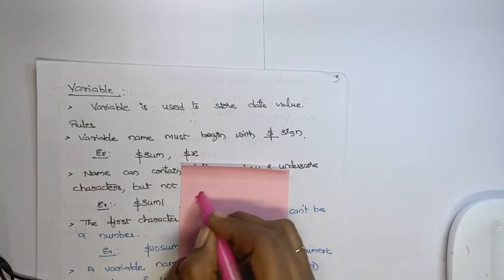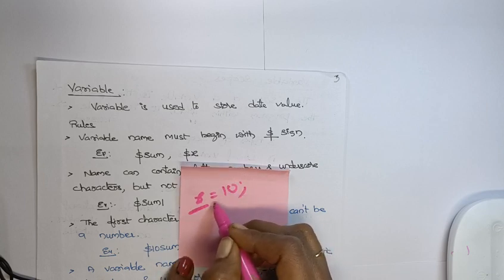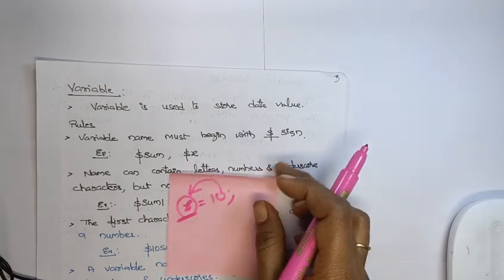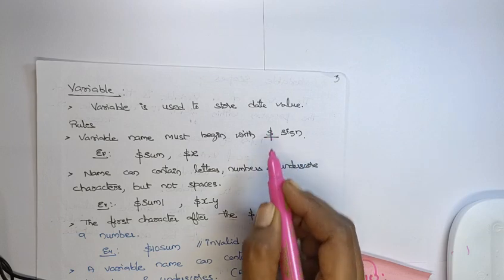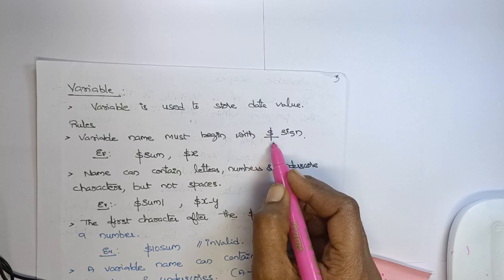For example, x is equal to 10. So here x is a variable which is used to store some data. Here 10 is stored in the x variable, and so on. A variable name must begin with a dollar sign. In PHP, a variable name always begins with a dollar sign.